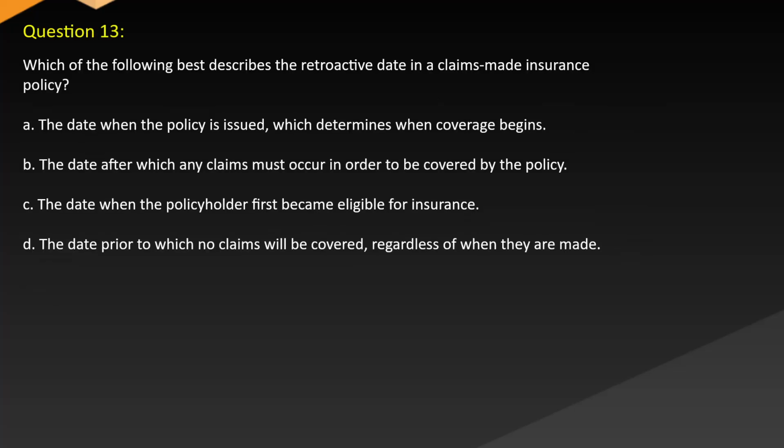Question 13. Which of the following best describes the retroactive date in a claims-made insurance policy? A. The date when the policy is issued, which determines when coverage begins. B. The date after which any claims must occur in order to be covered by the policy. C. The date when the policyholder first became eligible for insurance. D. The date prior to which no claims will be covered regardless of when they are made.